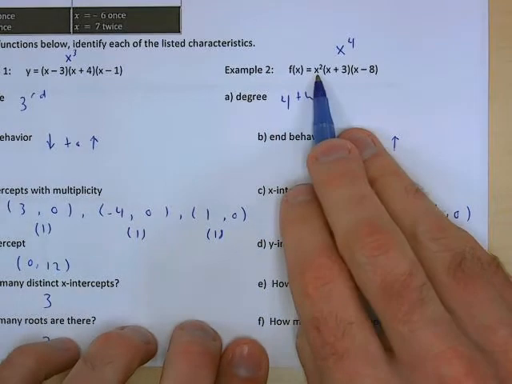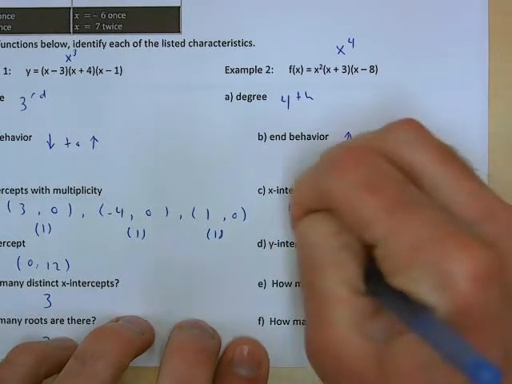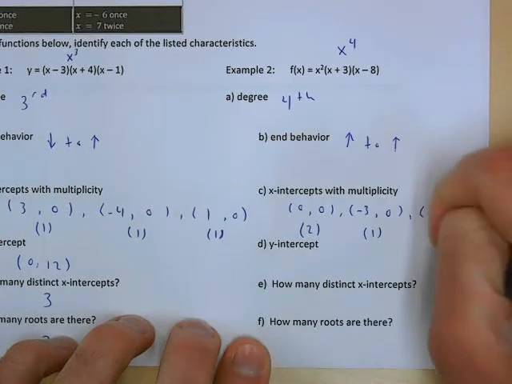Okay, and then what's the multiplicity of each of these things? Well, I get this answer twice because this is raised to the second power. So (0, 0) has a multiplicity of 2. The others have a multiplicity of 1 and 1.